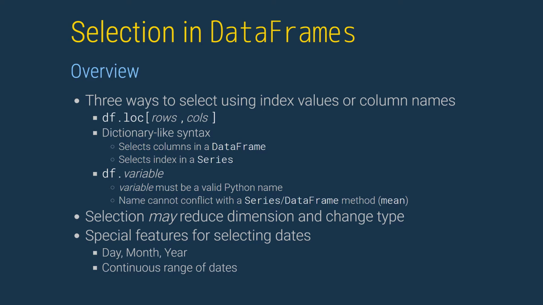The second uses dictionary-like syntax and can be used to select one or more columns in a data frame or elements based on the index values of a series. The final uses .variable name to select a single column in a data frame or a single element from a series. Selection may reduce dimension so that selecting from a data frame can return a series or a scalar. Finally, pandas has special user-friendly features for selecting data from time series.